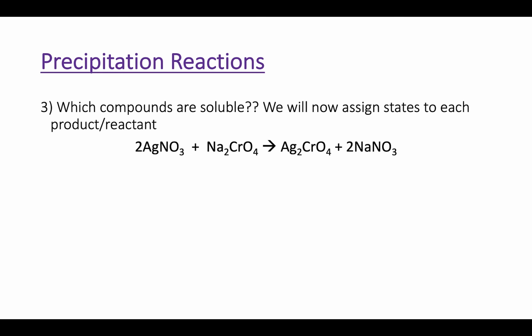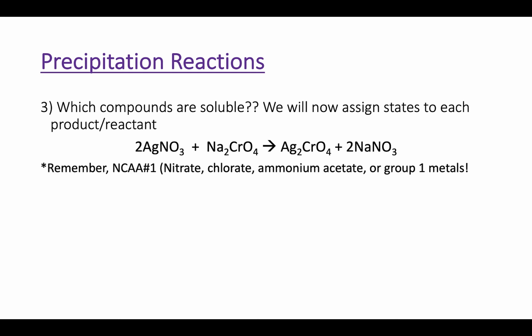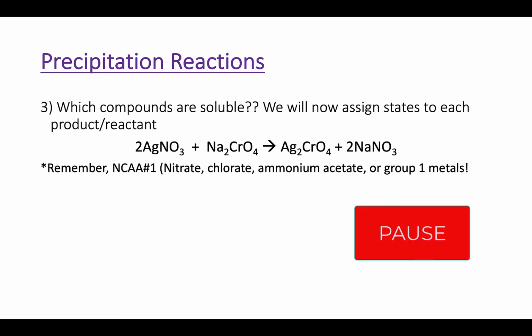Okay, so now we need to decide which of these are insoluble, if any. We want to assign states to each of the compounds here. Here we have our general rule, NCAA number 1: nitrate, chlorate, ammonium, acetate, or group 1 metals. Go ahead and use those guidelines to assign states to each of these ionic compounds. Go ahead and pause, try that one out, and we'll discuss.